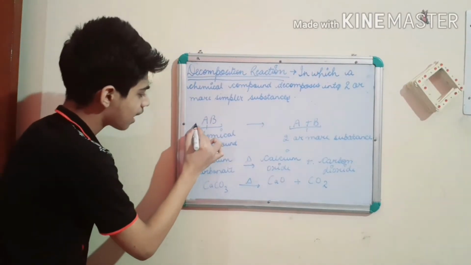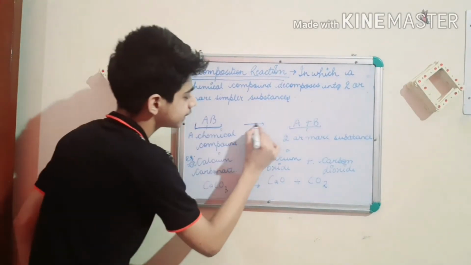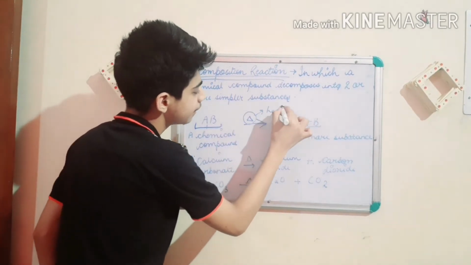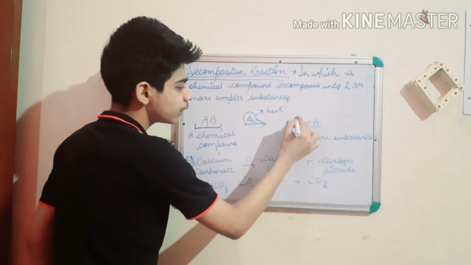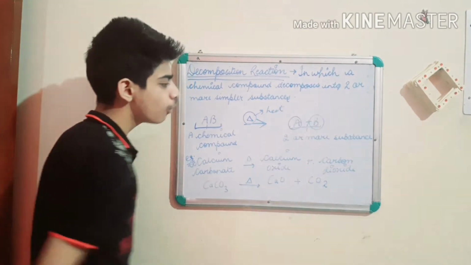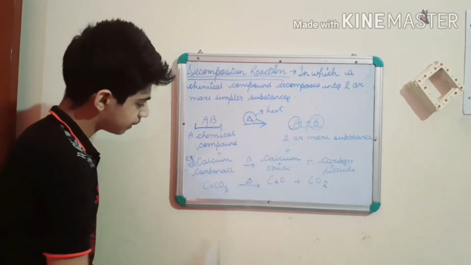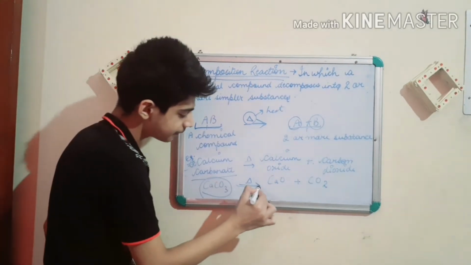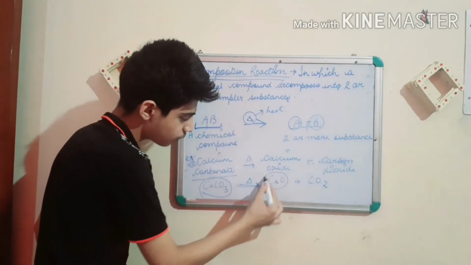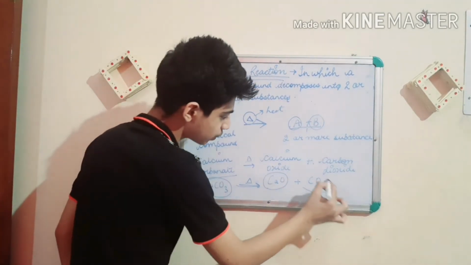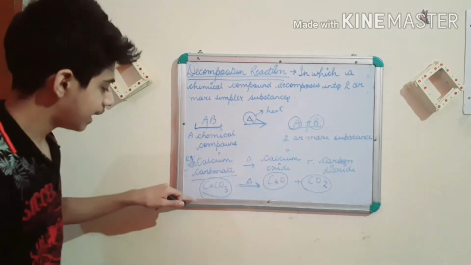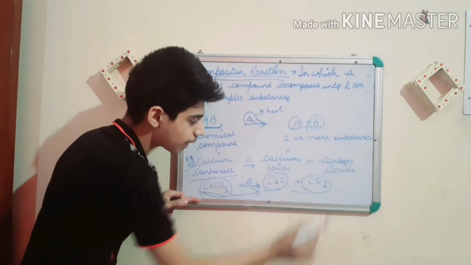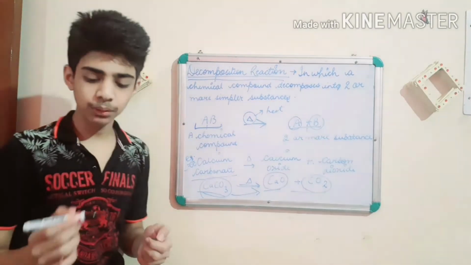See, a compound AB, when it, see, what is the sign? Heat. When it is heated, it decomposes into A and B, into two or more substances. Now for example, calcium carbonate, CaCO3, when it is heated, it gives you CaO, calcium oxide, and CO2, carbon dioxide. So here, one compound decomposes into two or more compounds. So this is the decomposition reaction.